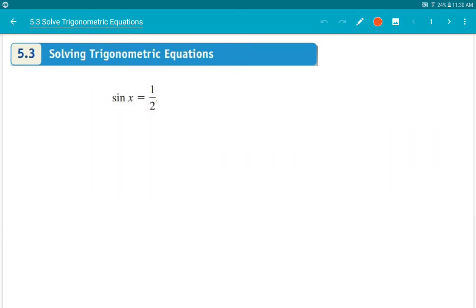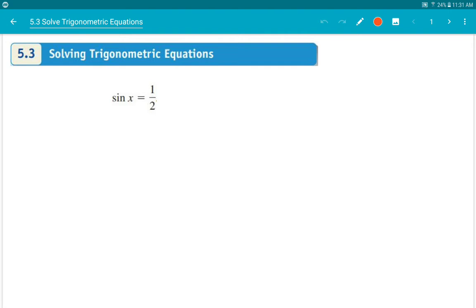Guys, how's it going? So here we're going to start section 5.3. We're going to start to solve trigonometric equations. You guys should have a lot of fun with this, mostly because everyone here tends to be very, very good at solving equations. The only thing is now these are dealing with some trigonometric functions instead.